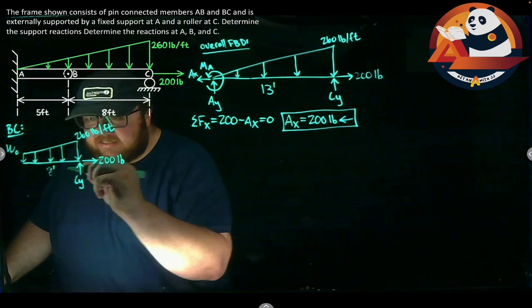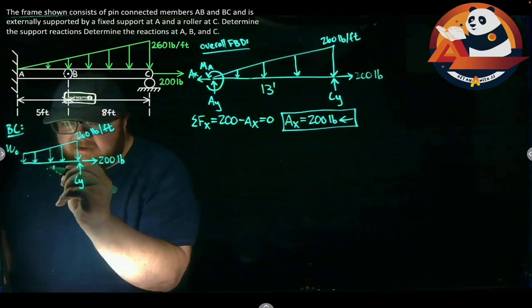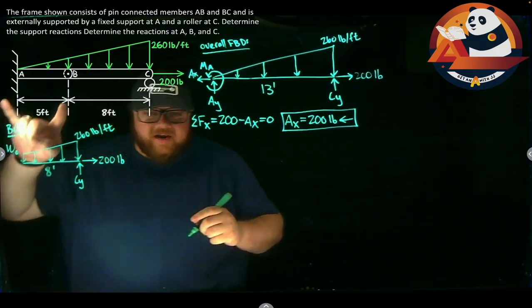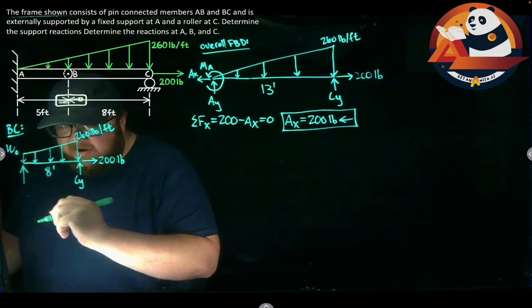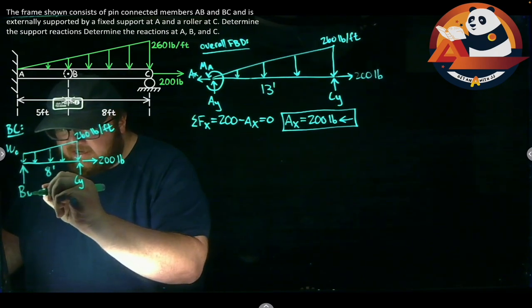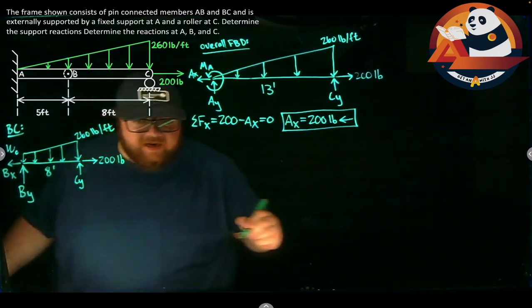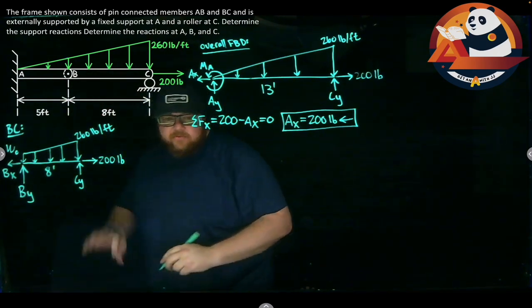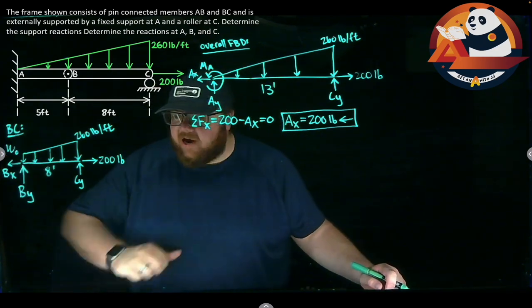I can also say that at the left edge of this, I have a pin connecting member AB to member BC. A pin should have a Y component, so I'm going to guess BY goes up, and an X component, so I'll put in a BX for that one. Again, 3 unknowns, I should be able to find all of those. We just want to lay out equilibrium.